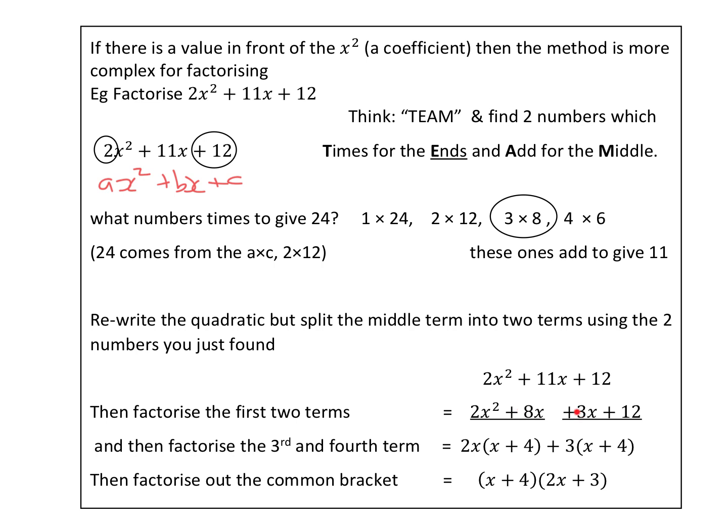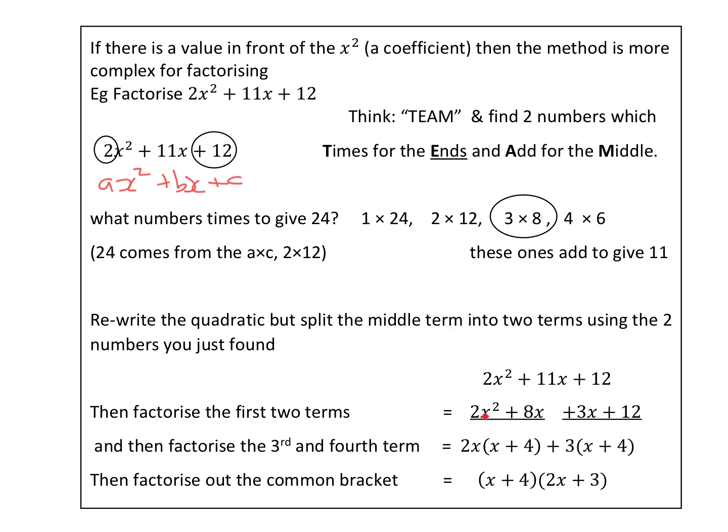It does not matter which order you do it. You could write 3x plus 8x. People tend to have a preference, but it doesn't matter. Once you split that into two terms, you then end up with a quadratic with 4 terms, and that uses the technique that we've just done previously at the start of this video.